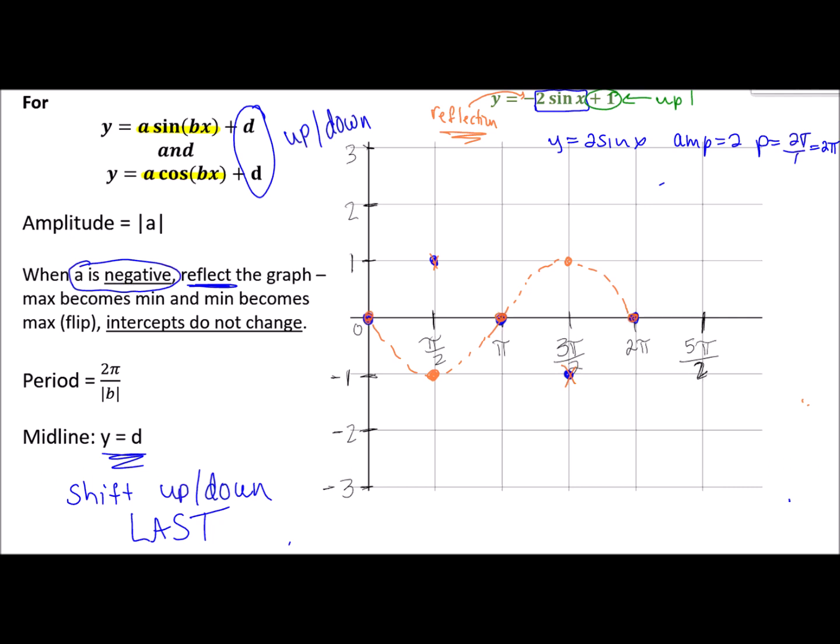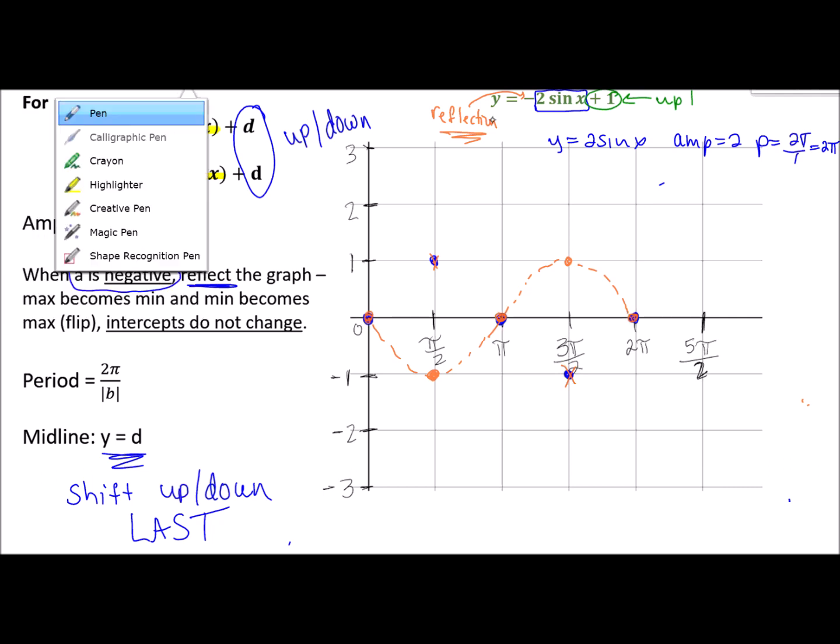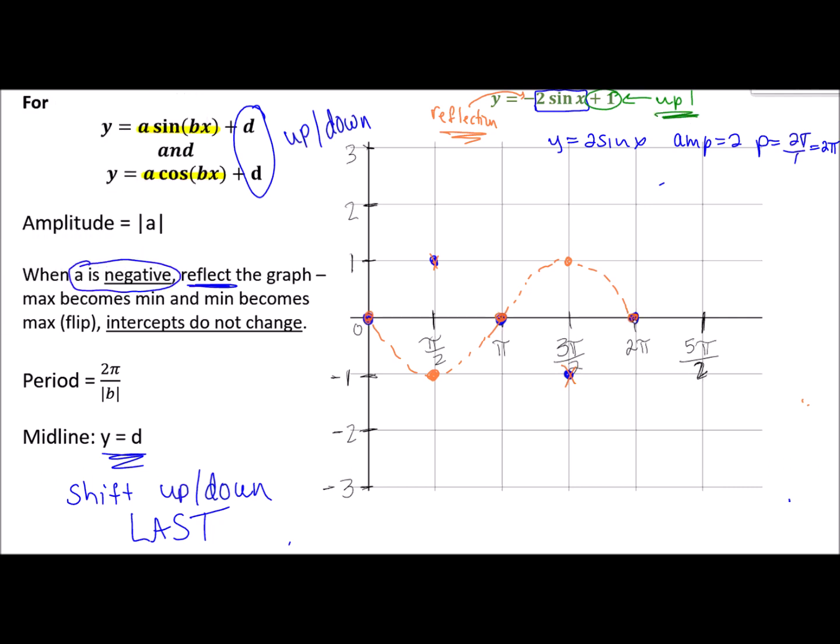And I only have one thing left. That is to move that guy up. So I'm going to take every single point and redo it one step up. And then you connect the dots. We reflected it, so it's upside down now. And that one is the final graph.